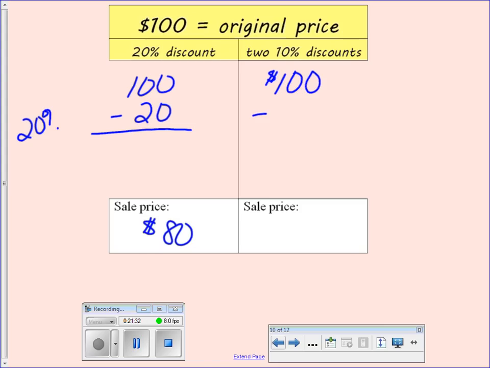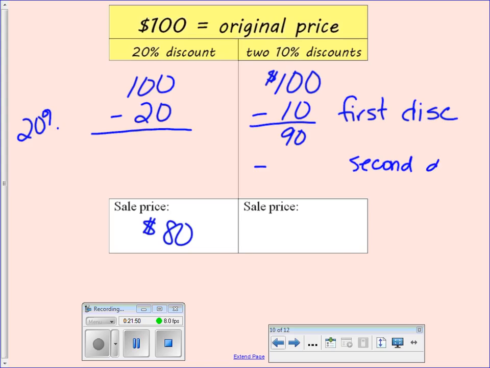So what's 10% of 100? $10. So after the first discount, it's $90. What's 10% of $90? 9. So 90 minus 9 is 81. So is it the same? No. So when you're combining the discounts, it's not the same as when you're using the 1 discount.